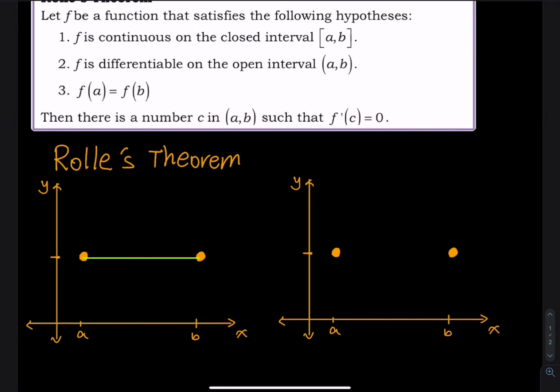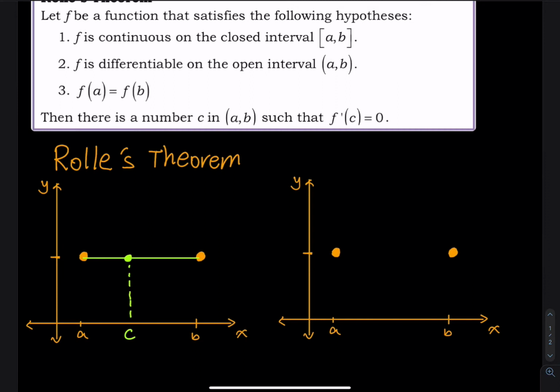So look at this horizontal line. This is a constant function, right? The slope is equal to 0. So the function is continuous and differentiable between a and b, and f(a) equals f(b). Then I can say that there is a c between a and b such that f'(c) equals 0. That means at x equals c, the slope of the curve or straight line is equal to 0. Since this is a horizontal line, it doesn't matter which point you pick between a and b, the slope is always equal to 0.